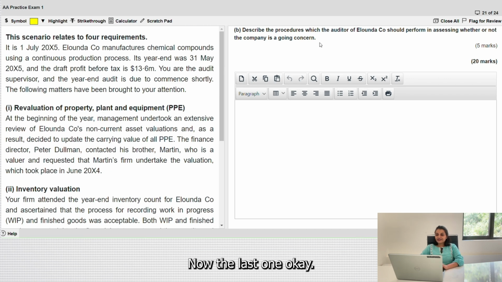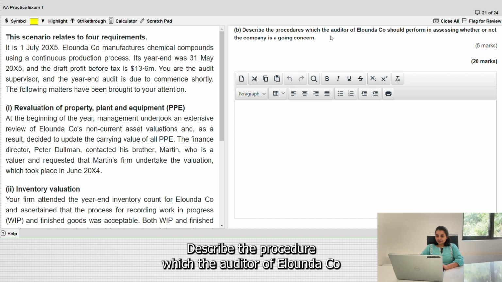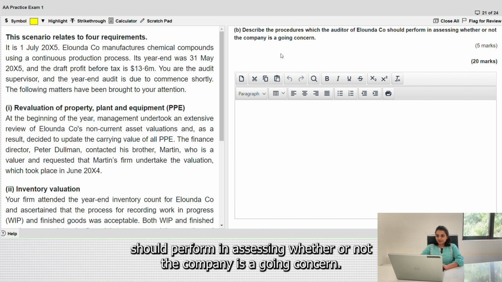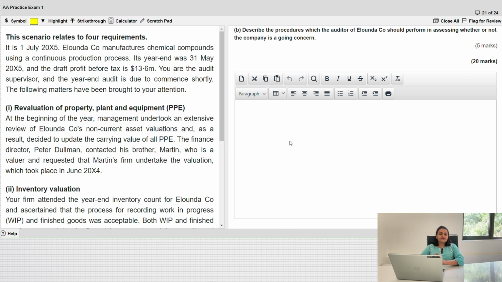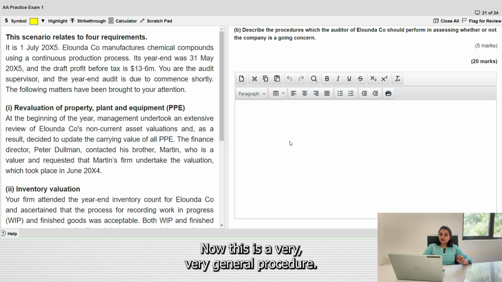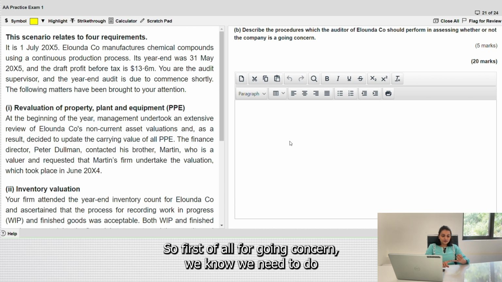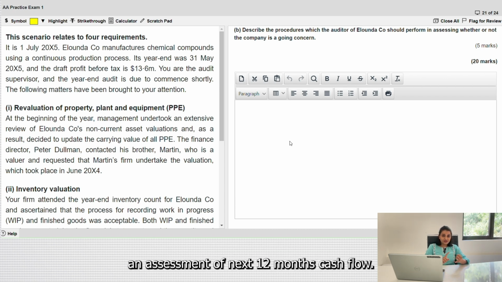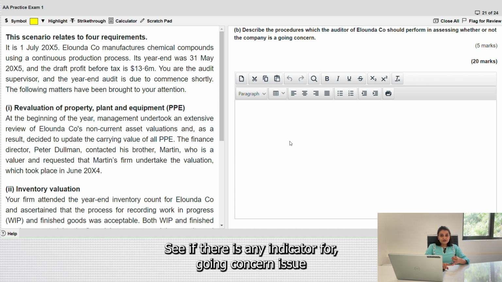Now the last one, okay. Describe the procedure which the auditor of Elda Co. should perform in assessing whether or not the company is a going concern. Now this is a very generic procedure. What should you do to see if it's a going concern? So first of all, for going concern, we know we need to do an assessment of next 12 months cash flow. So do that. See if there is any indicator for going concern issue.